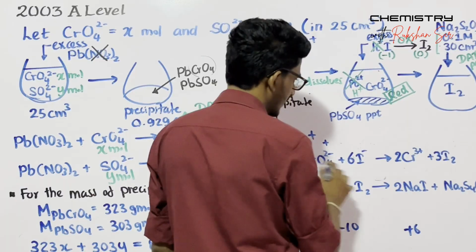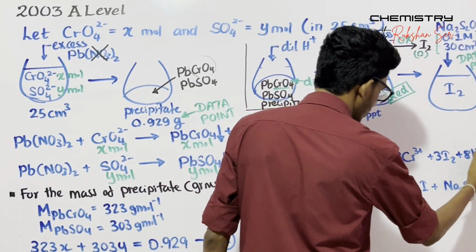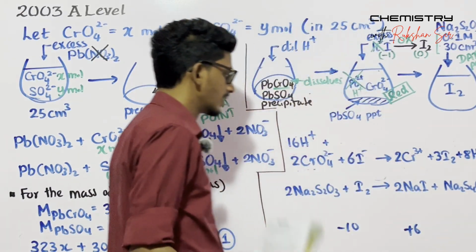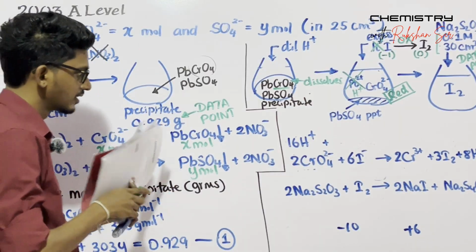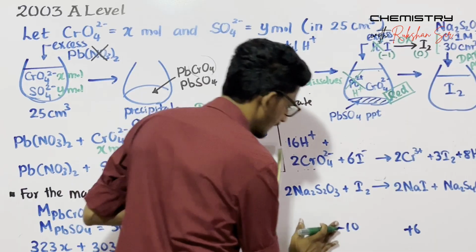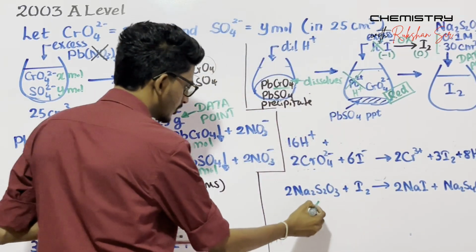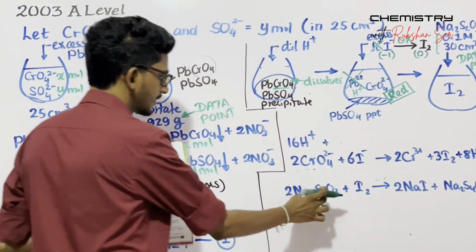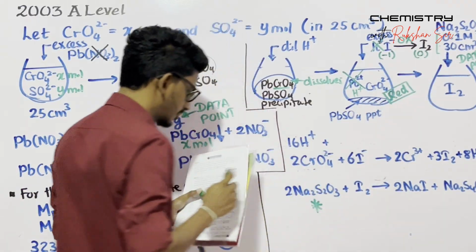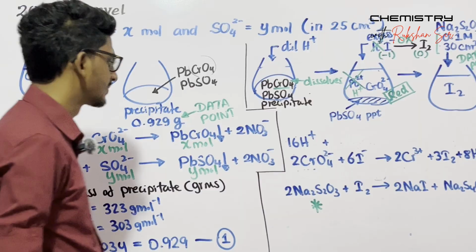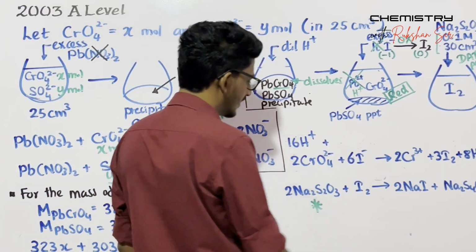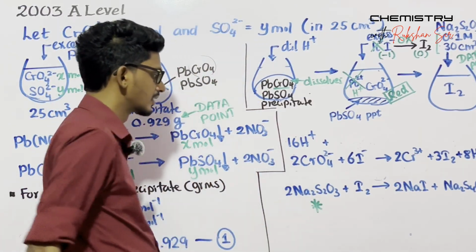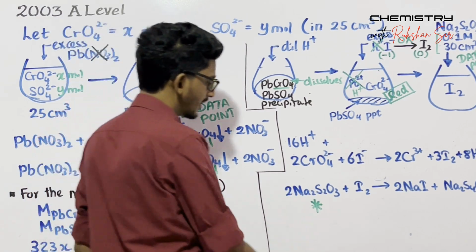And then 8 of H2Os, no? Okay, the two reactions are balanced. So this is your data point. The amount of sodium thiosulfate, that is your data point. So you have to bring those X moles, Y moles things towards here, right?